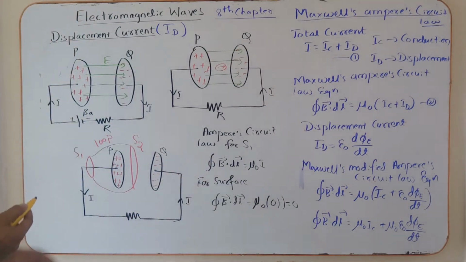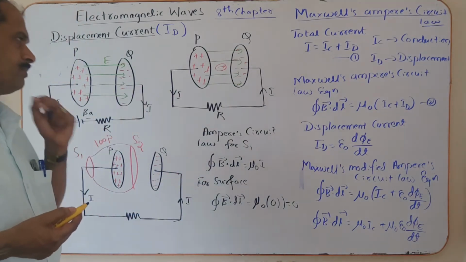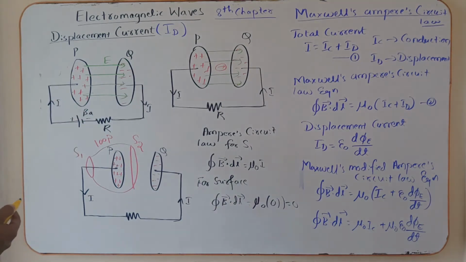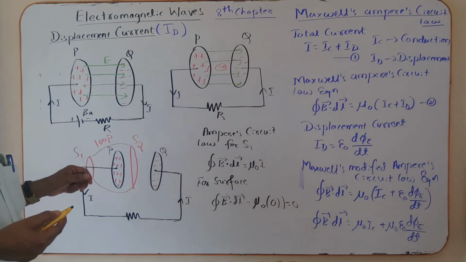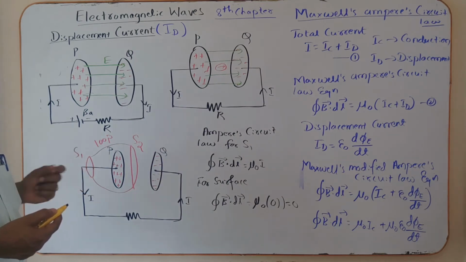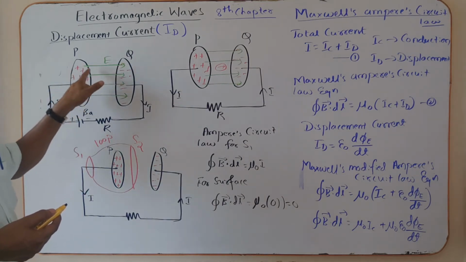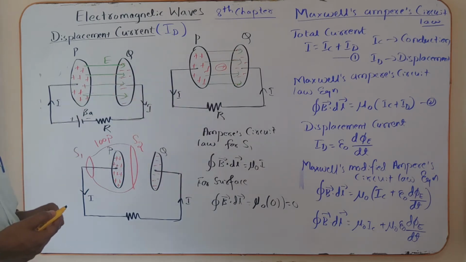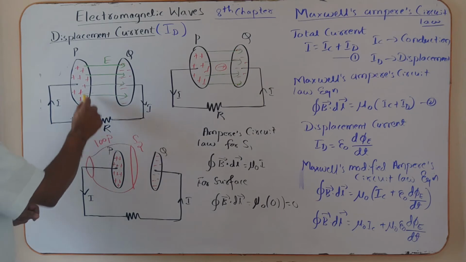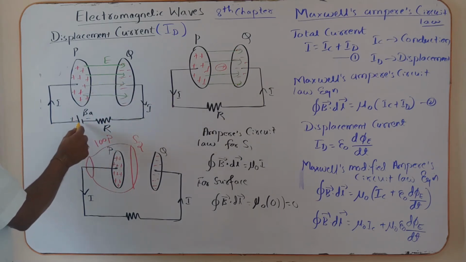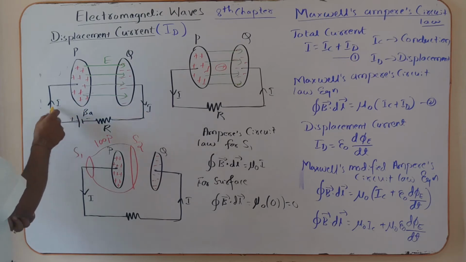Now see here, there is one important experimental method conducted by Maxwell. What is that? Now P and Q are the two parallel plates of the capacitor. A resistance is connected in series with the capacitor and battery. Now what happens? Current I flows through that resistance.